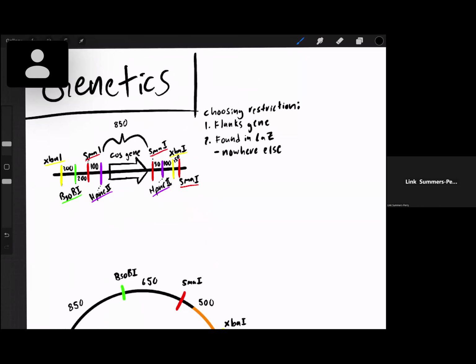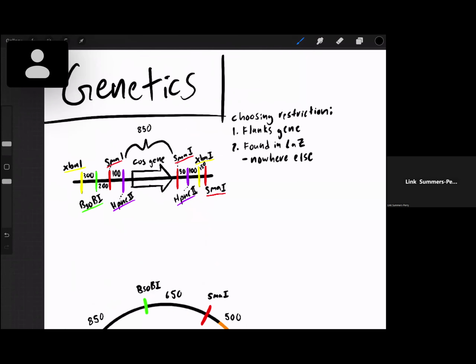If we look at the sequence here, we have XbaI, SmaI, BsoBI, HpaI, and C2. And we need to choose from these which one is the best to use as our restriction enzyme for putting our insert into the vector.